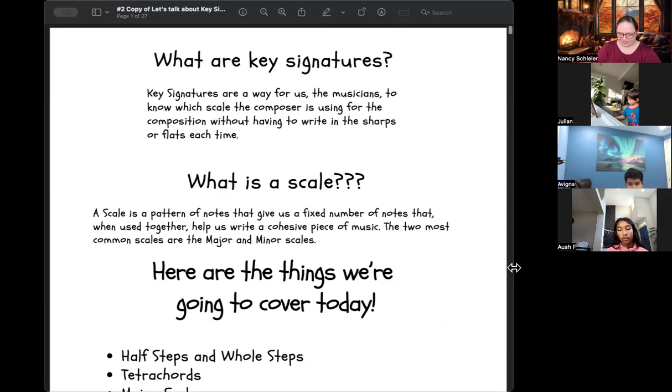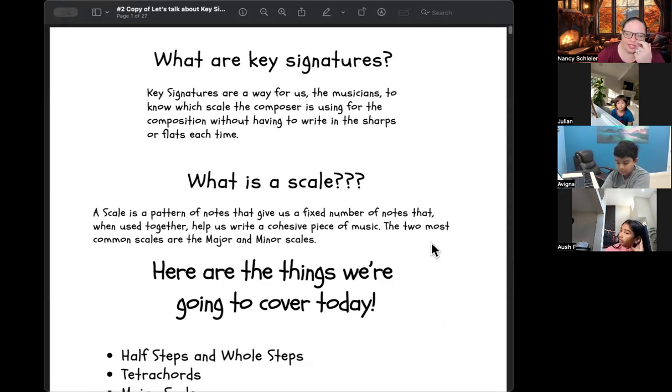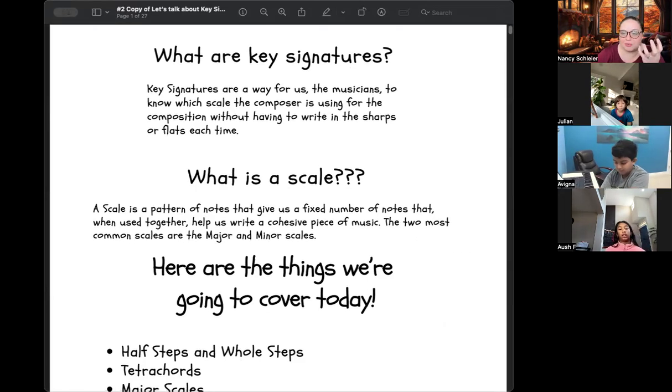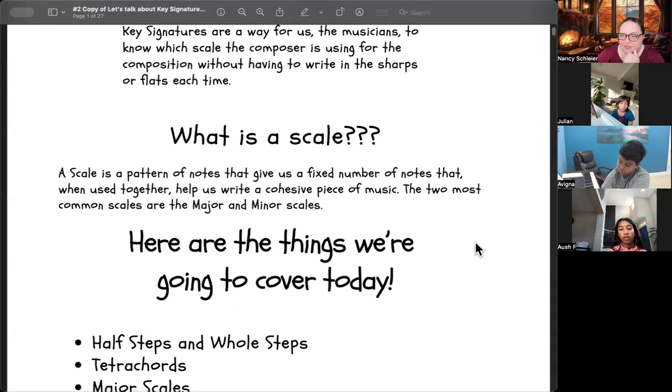All right, so today we are going to talk about key signatures. What are key signatures? They are just a way for us as musicians to know what scale, which is just like a set of notes, the composer is using without having to write in the flats or sharps every single time. So it's a pattern of notes that give us a fixed number of notes that when we use them together can help us write a cohesive piece of music.